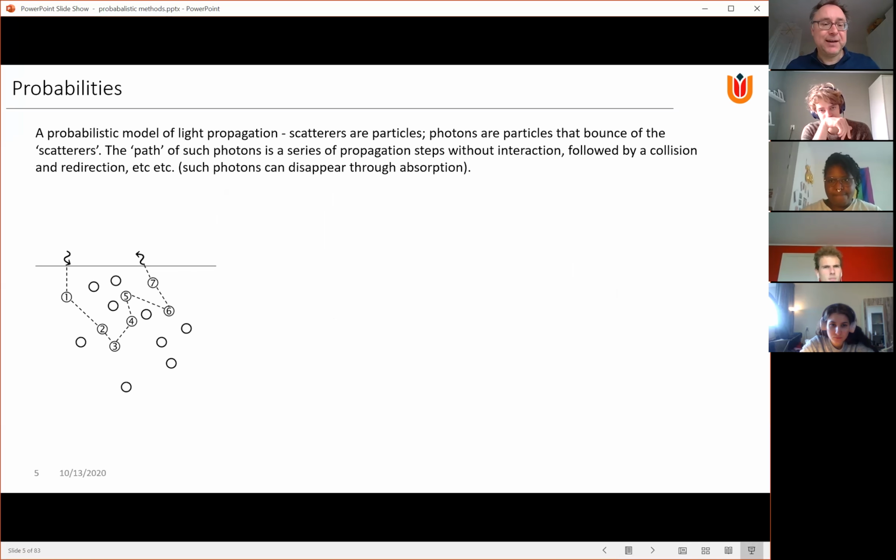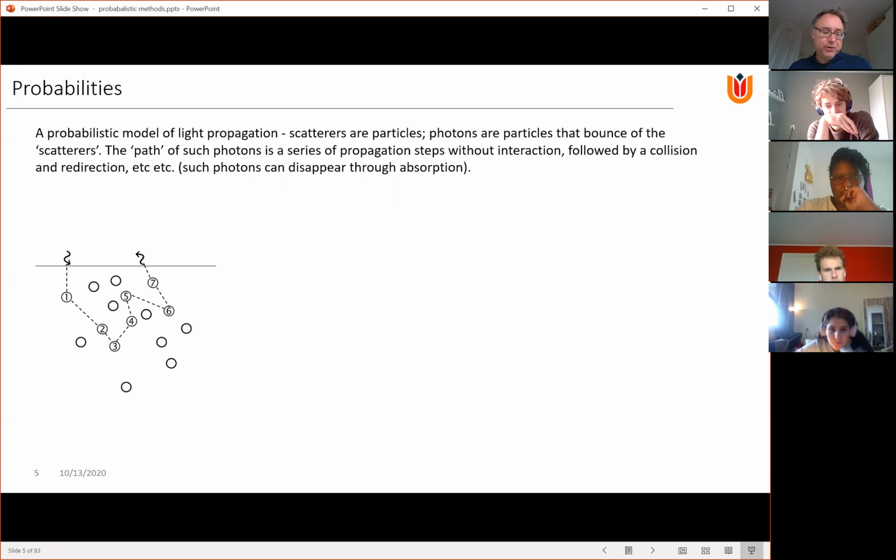So as you gathered from the title and from these questions, I want to talk a little bit further about probabilities and probabilistic methods to describe light propagation. I'm going to use the same assumptions as last week. So there are no waves, no electromagnetic wave description. Scatterers are particles, photons are particles, and they bounce off each other. So it is just one big game of billiards.